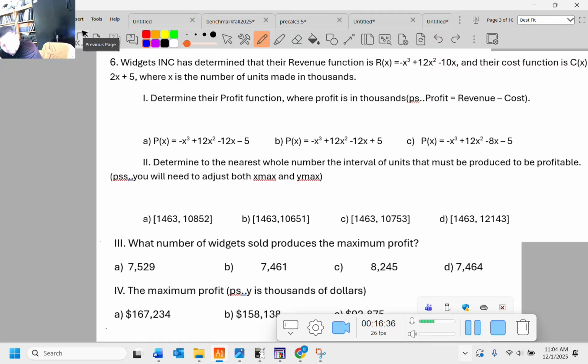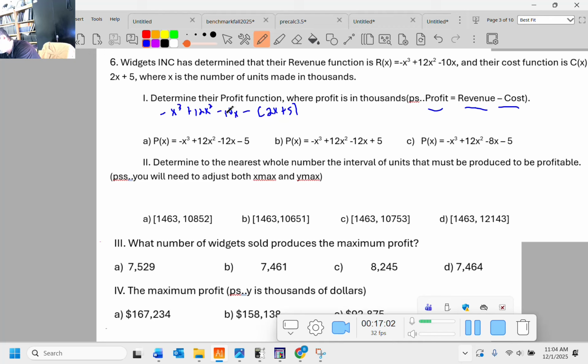I say 70% of y'all missed it. Right? It says right here, profit is revenue minus cost. This is revenue. It's -x cubed plus 12x squared minus 10x. Take away cost. The 9th commandment of math says if you're going to take away 2 or more things, you wrap. You wrap. Oh, I forgot an x here.